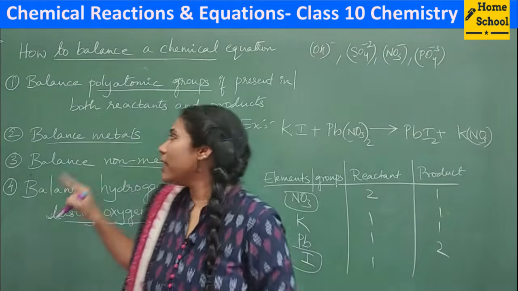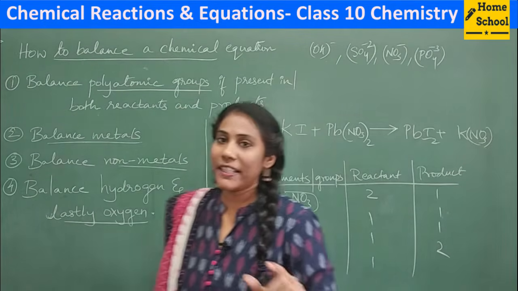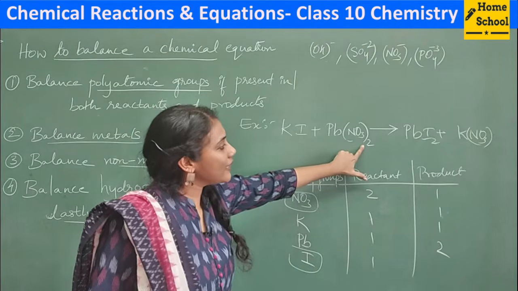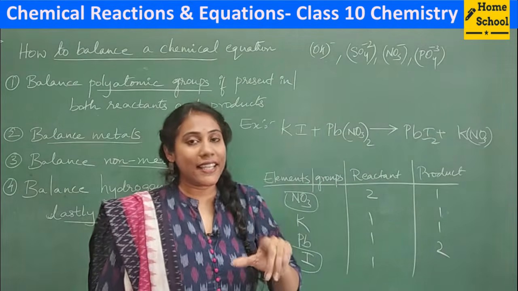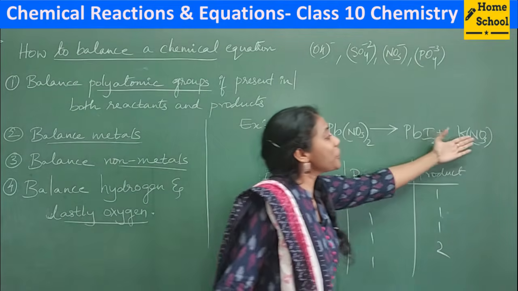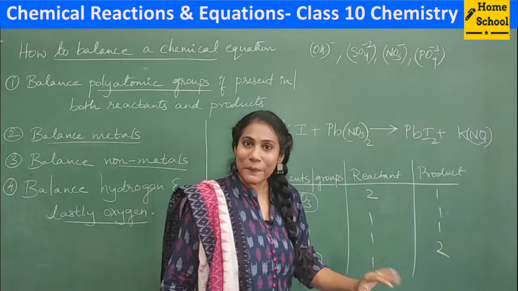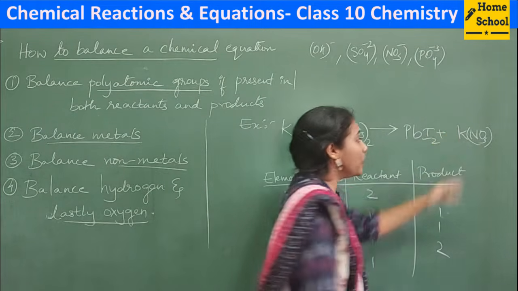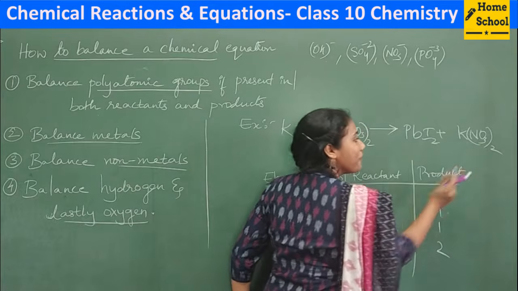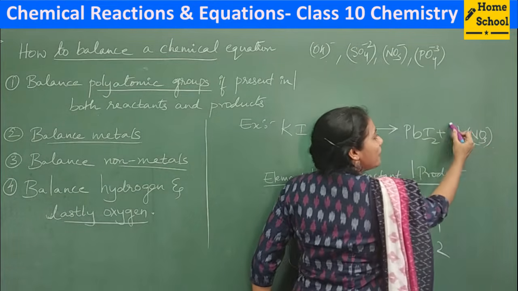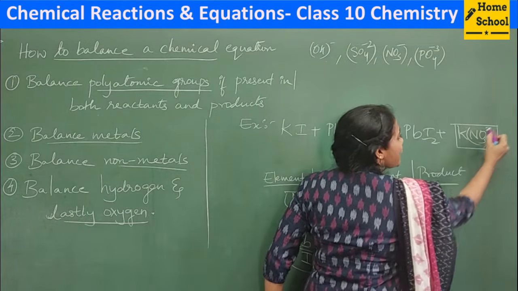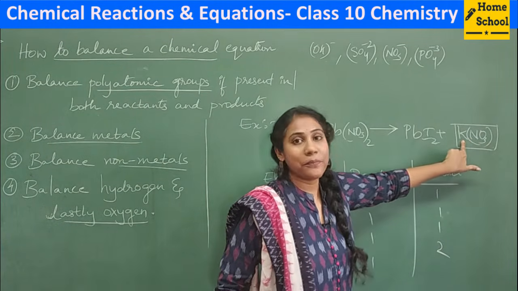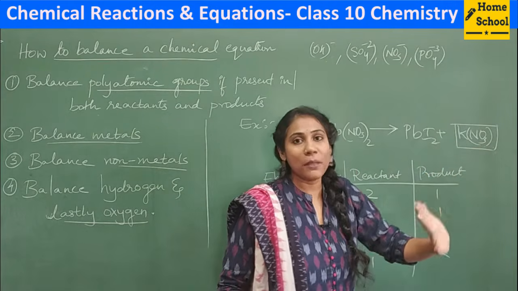So what is our rule? First, we have to balance the polyatomic group. Polyatomic group NO3: reactant side 2 are there, product side only 1 is there. So what do you have to do? Here you should increase 1 more NO3, right? Whatever 1 NO3 is there, make it 2. Make it 2 in the sense you can't put 2 there, no. That will disturb the chemical formula. You are not supposed to change anything inside the box. You are not supposed to change the formula, right?